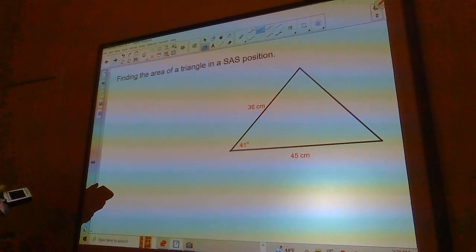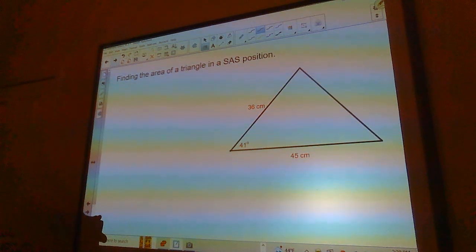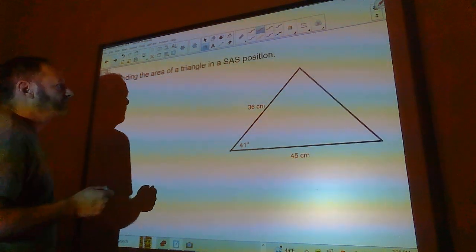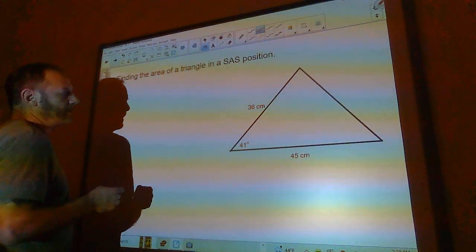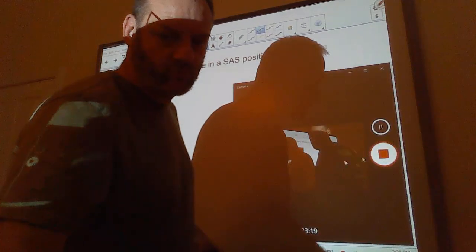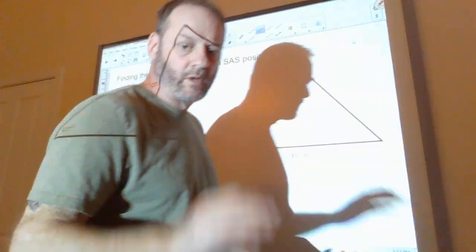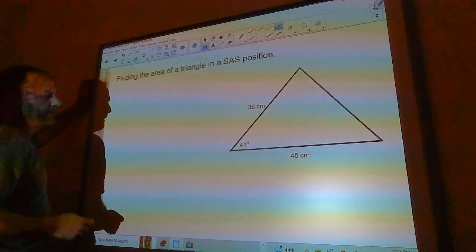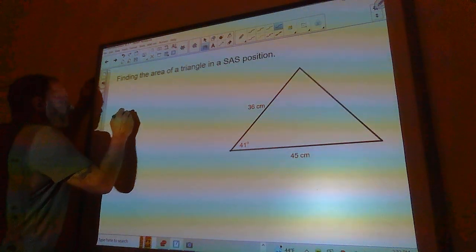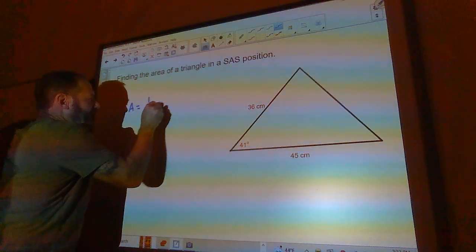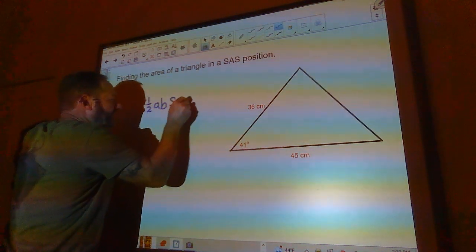Okay, finding the area of a triangle in a side angle side position. There is a formula for this. So we've got a formula that will find the area of this thing right here. Basically this is the formula. The area of a triangle is going to be 1/2 of A times B times the sine of angle C.